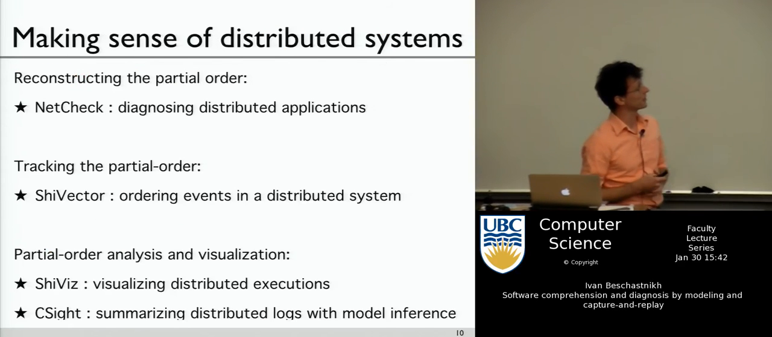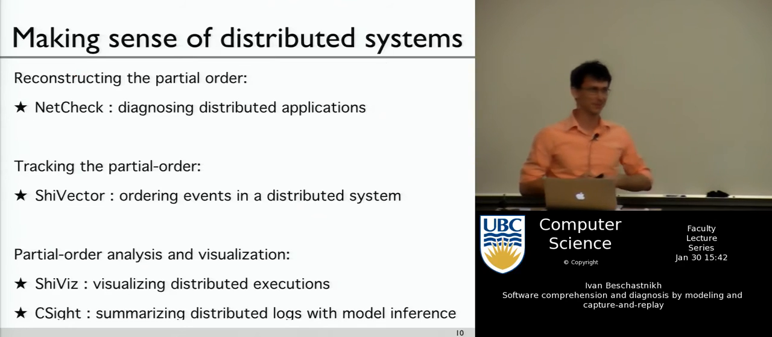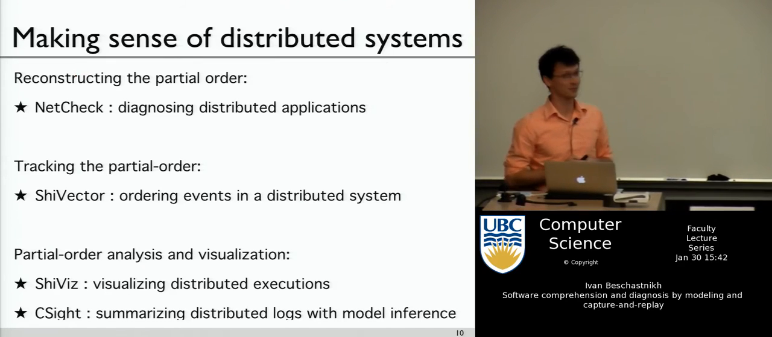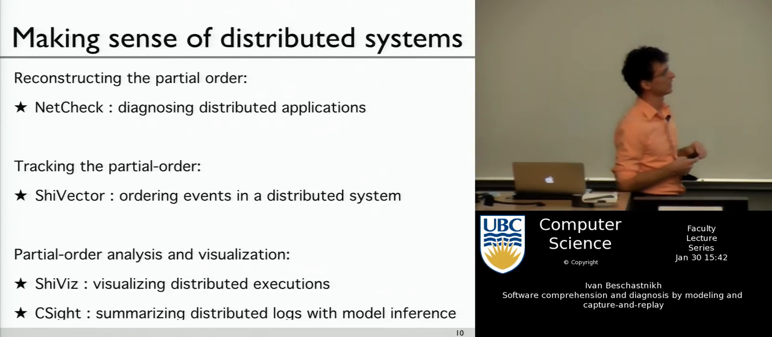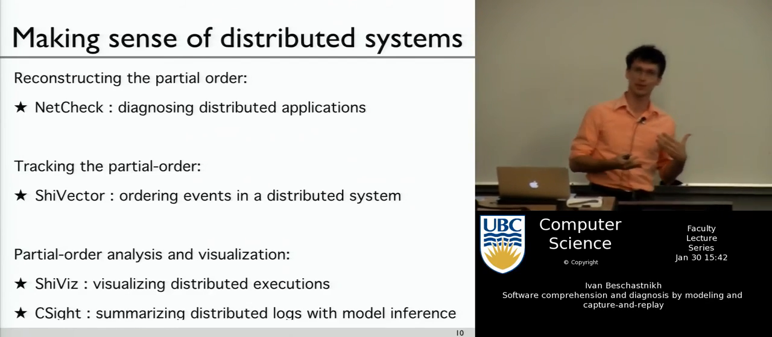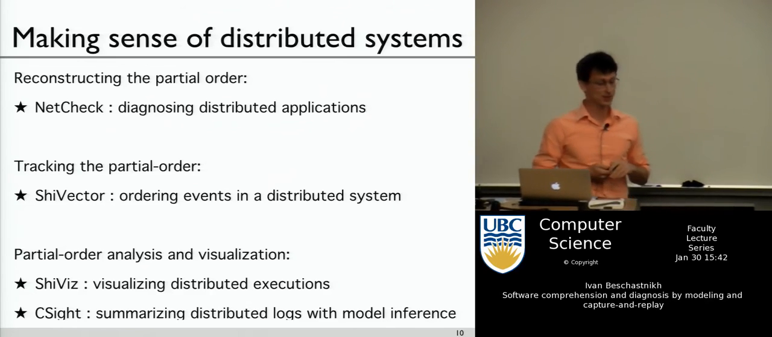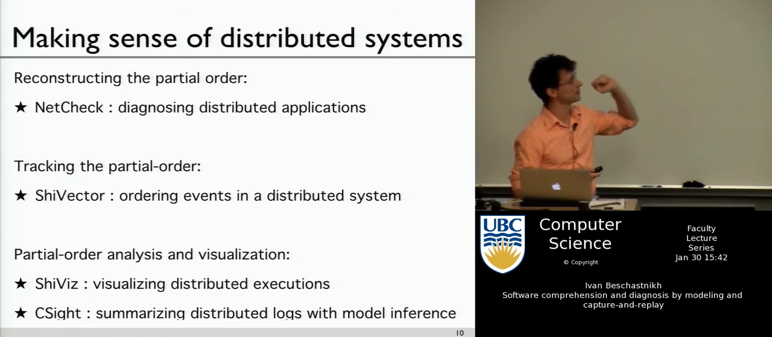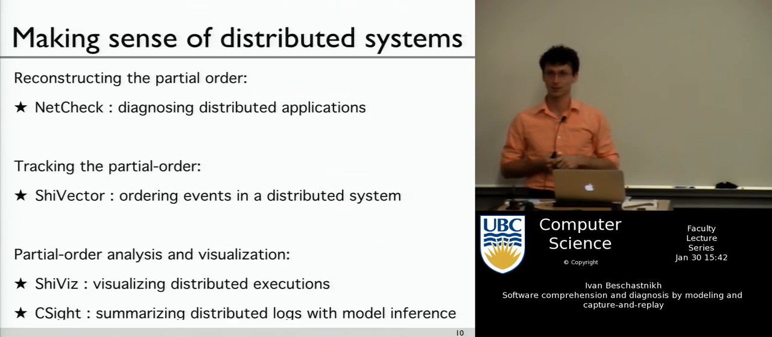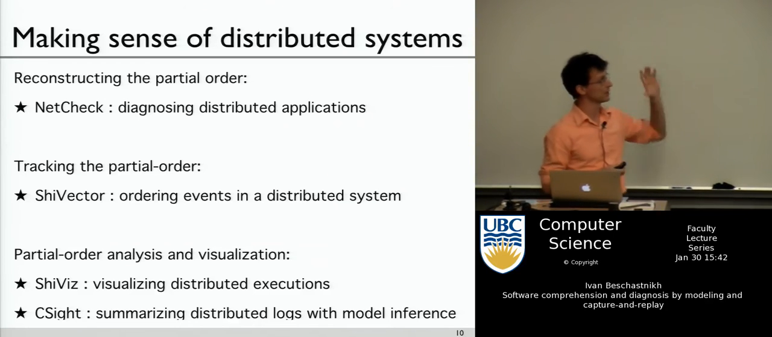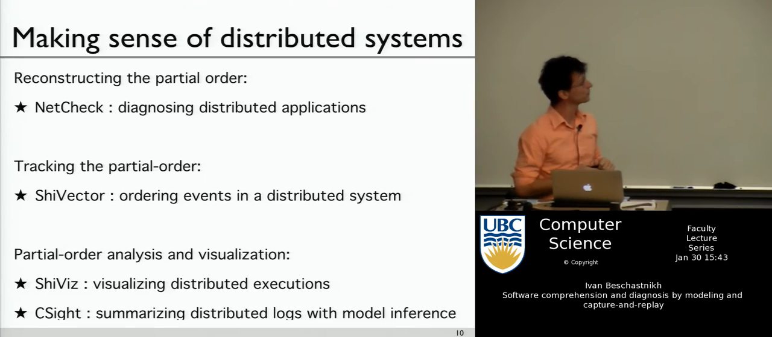To give you a more concrete outline, more scary concrete outline, here's what I'm going to be talking about. I'll be talking about four projects. They have stars next to them. And I've broken them down by how much information about ordering you have in a distributed system. The first project, NetCheck, is going to deal with a really difficult case where you really don't know any ordering information about your system. So in this case, you're going to have to reconstruct the partial order, which is how we tend to think about order in our systems.